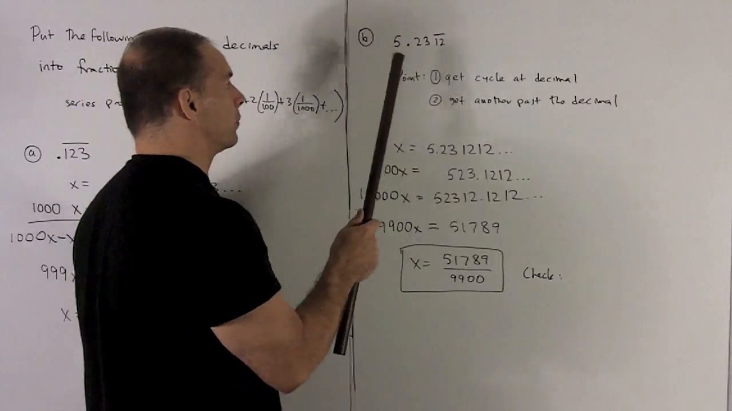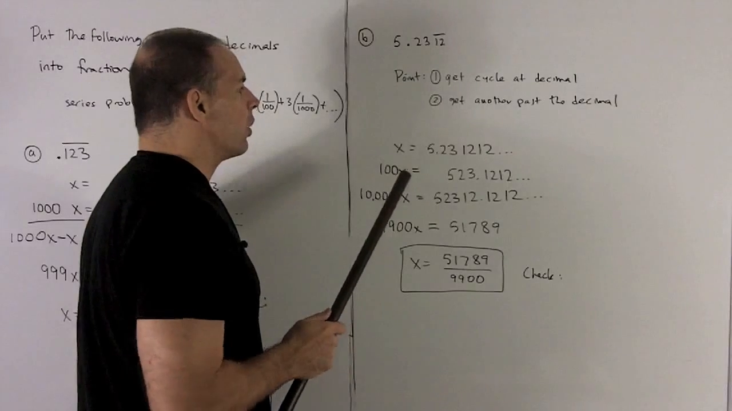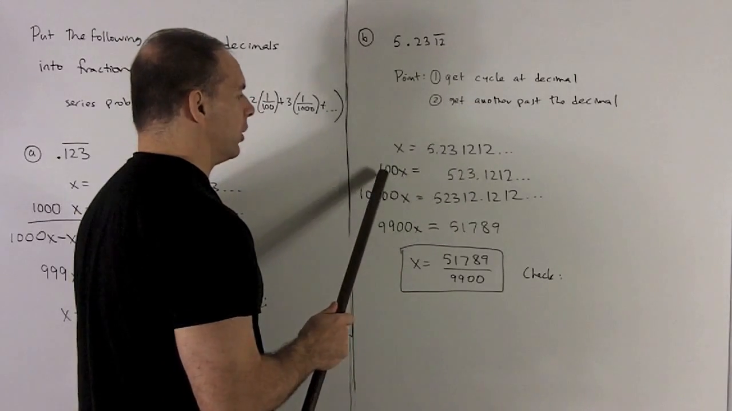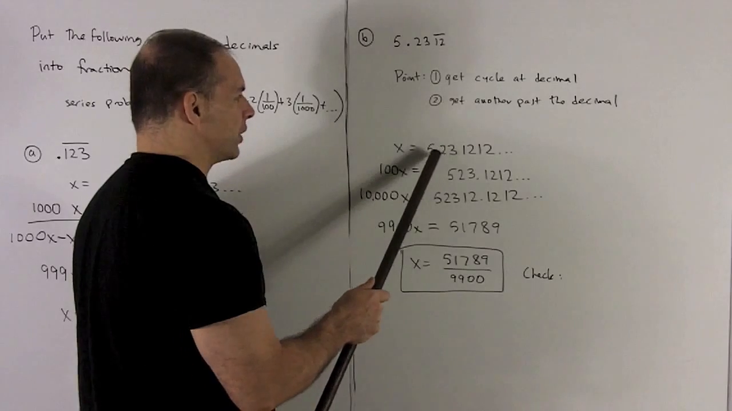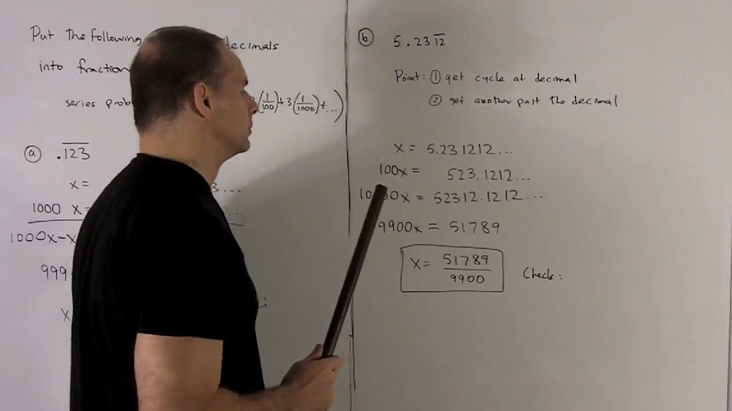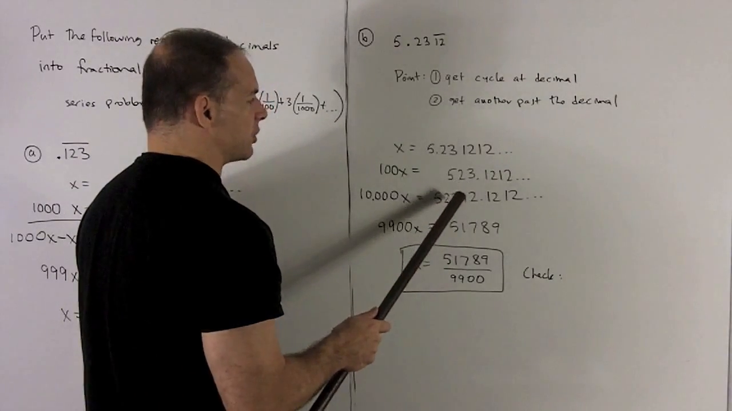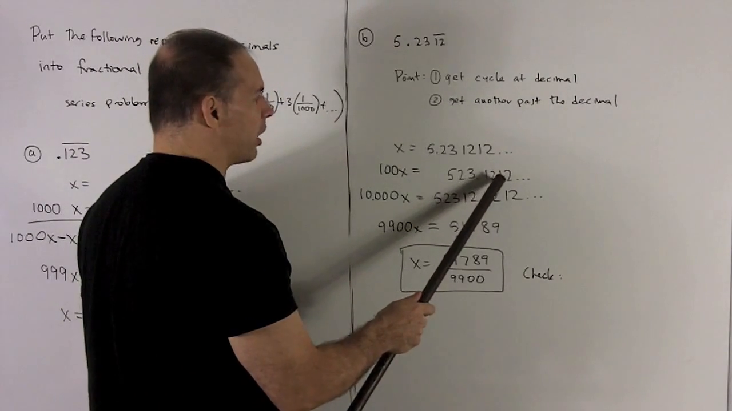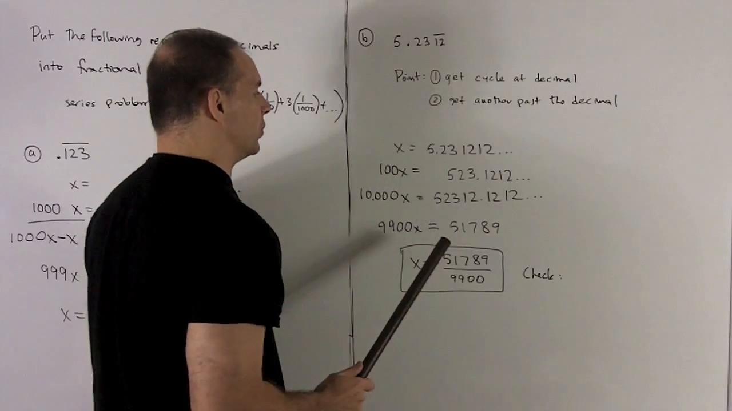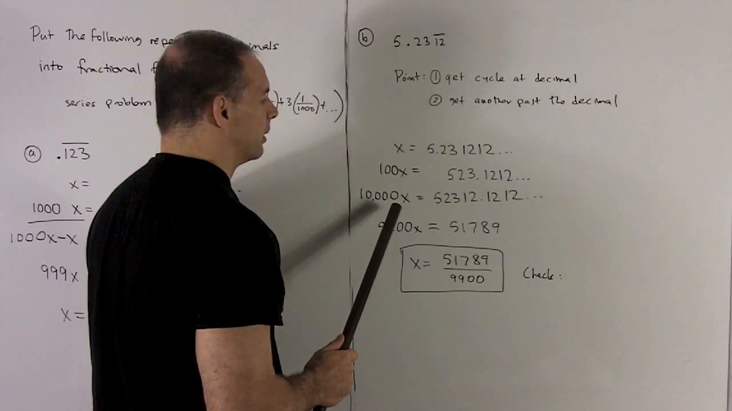So 5.23, and then the 1, 2 repeats. So we write that out. If I want to get one cycle up against the decimal point, I only need to multiply by 100. That's going to get me past the 2 and the 3. If I want to get one cycle on the other side of the decimal, we'll have to multiply by another 100. 10 gets me the 1 out, and then another 10 gets the 2 out. So that's going to be multiplying by 10,000.